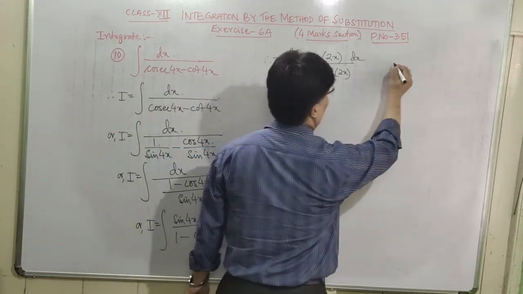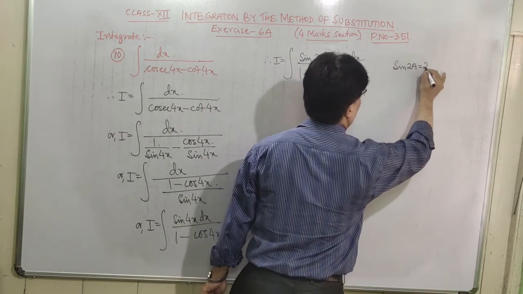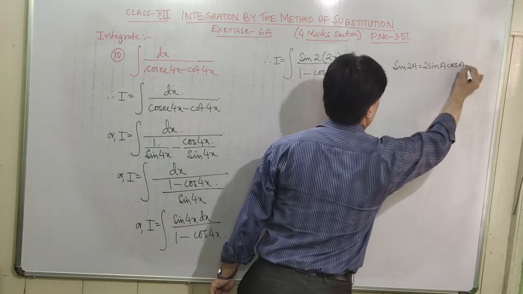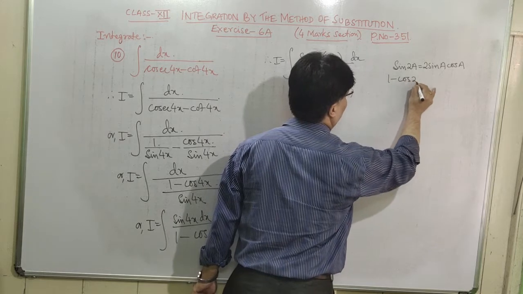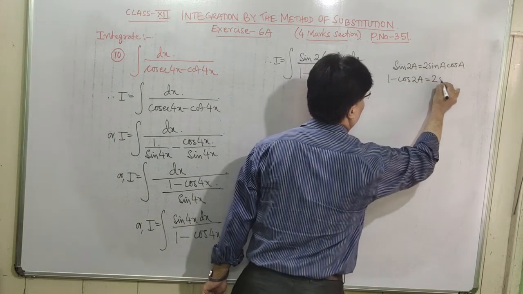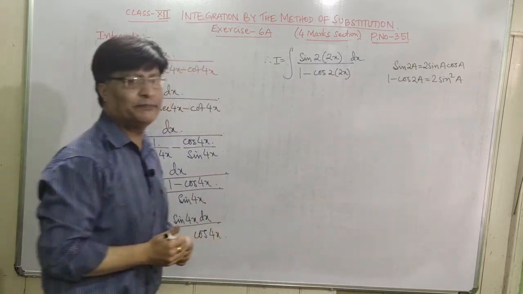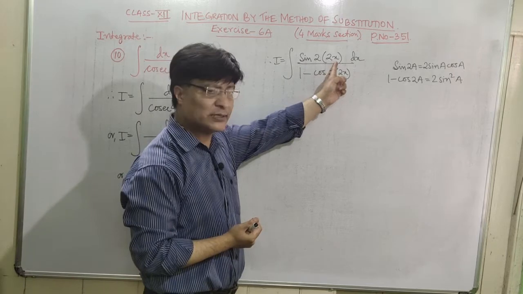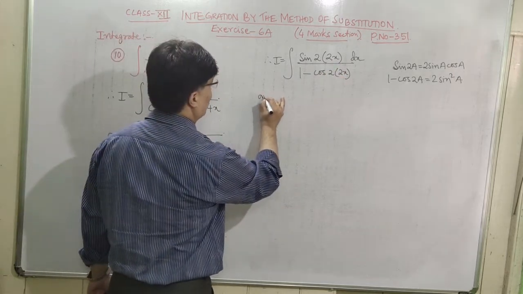So what is the formula now? So what is the formula for sine 2a? It is 2 sine a cos a, you know that, right? And what is 1 minus cos 2a? What is the formula? It is 2 sine square a. Is that clear? So now here the value for a here is 2x. Here also the value for a is 2x. So let us use the formula now.